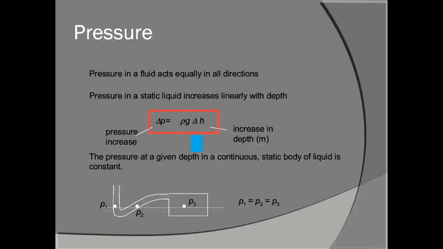The pressure at a given depth in a continuous static body of liquid is constant. So in here, we are always referring to the vertical height, wherein if the points are at the same level, the pressure would be equal. Hence, P1 is equal to P2, which would also be equal to P3. Rho g here is the gamma.